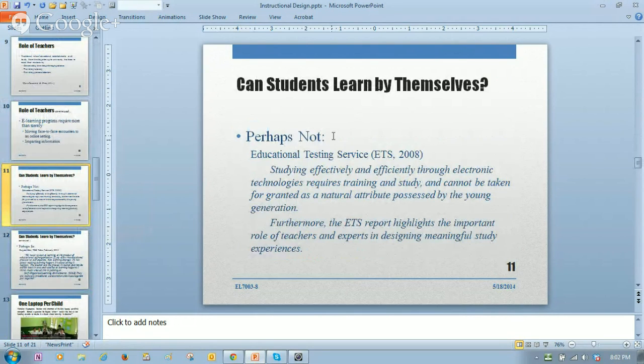The Educational Testing Service, which puts out the SAT and obviously has done studies about measuring tests and results and so forth. The quote that I got from the article said, "Studying effectively and efficiently through technology requires training and study and cannot be tied to each generation." Furthermore, this ETS report highlights the important role of teachers and experts in designing meaningful study experiences. So, can students learn by themselves? From this perspective, perhaps not.